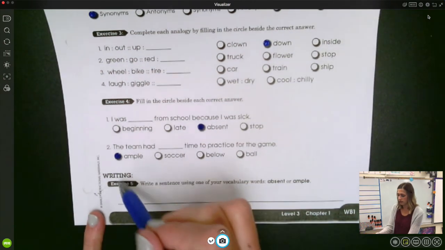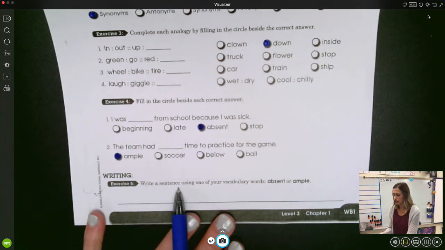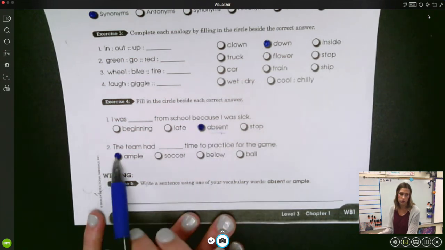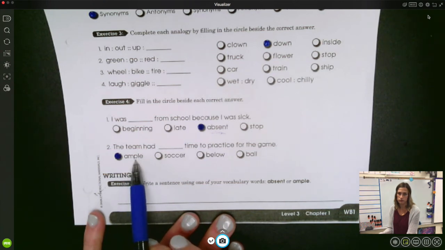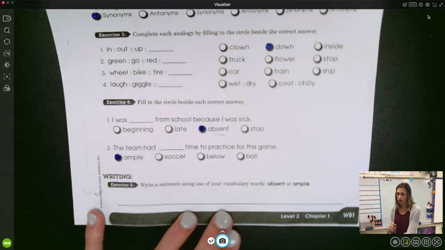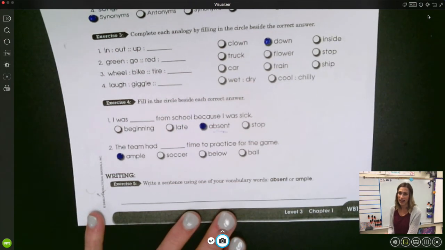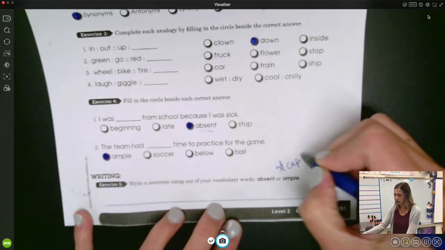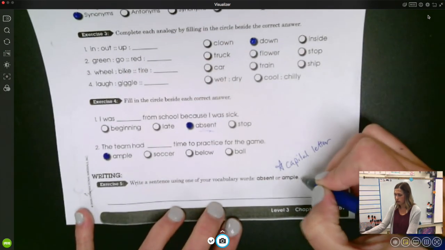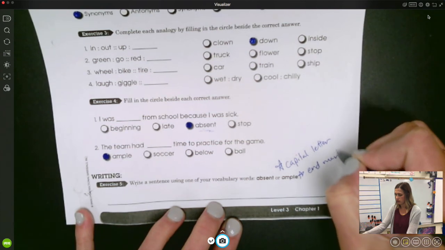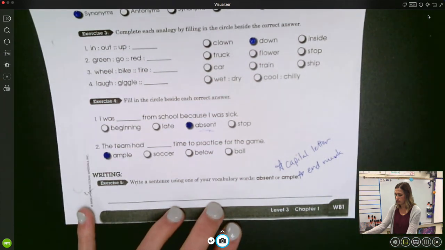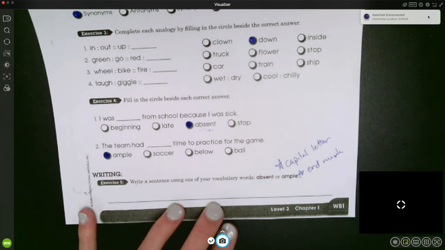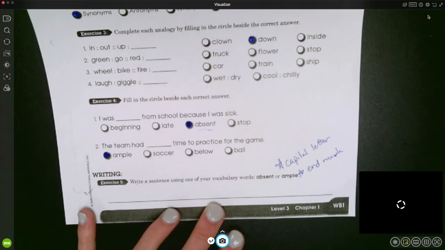Now your last part for today, exercise 5, says write a sentence using one of your vocabulary words, absent, our word from sentence 1, or ample, our word from sentence 2. All right, make sure that your sentence starts with a capital letter and ends with an end mark. You want to make sure it has a capital letter. You want to make sure it ends with an end mark. And then, as all our sentences do, you want to make sure it has a subject, you want to make sure it has a verb, and make sure that everything else is good with that sentence.